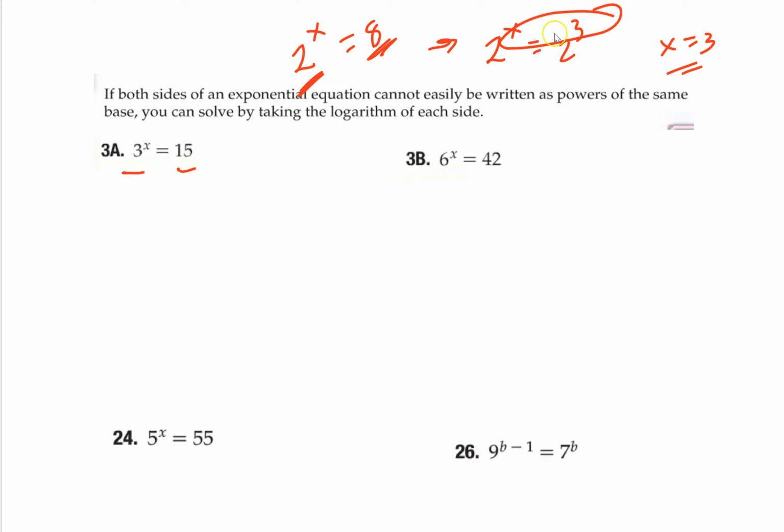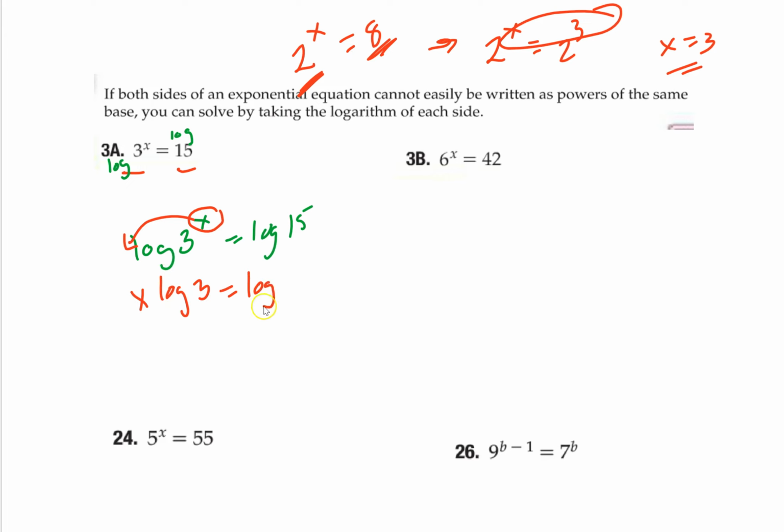Well, you can't do this anymore. So what we do is we take the log of both sides. So we're going to take the log of both sides and get log 3 to the x equals log of 15. You're like, what good does that do? Well, now you can use my favorite rule to bring this x to the front. So you have x log 3 equals log 15.